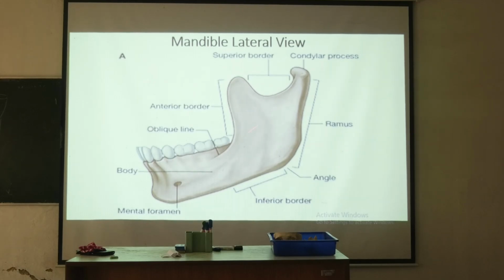And from the anterior border, one ridge is extending in front. This is known as the oblique line. The oblique line is present on the outer aspect of the body of the mandible. Here is the alveolar process, the mental foramen, and this is the base of the mandible, the inferior border of the body. Here is the angle, the junction between the body and the ramus, and the posterior border of the ramus. Okay. Next.